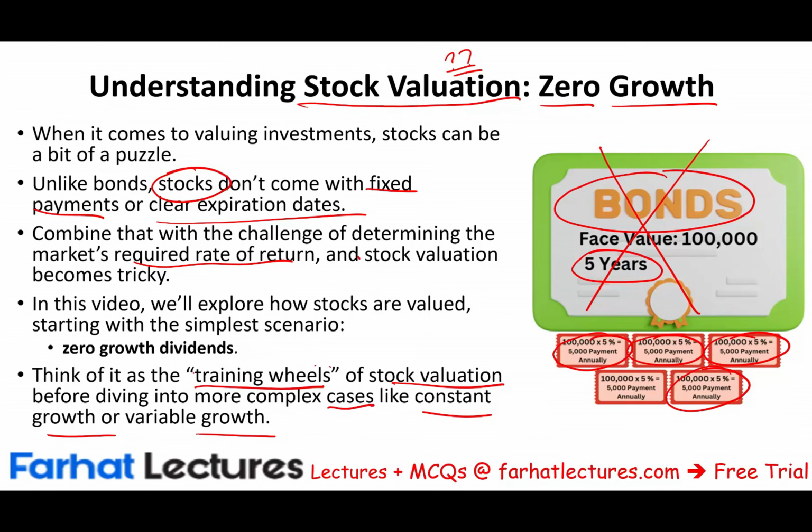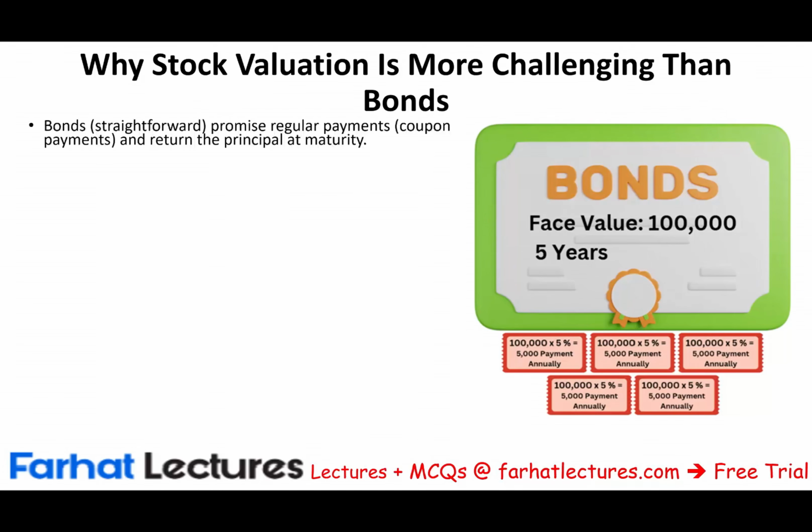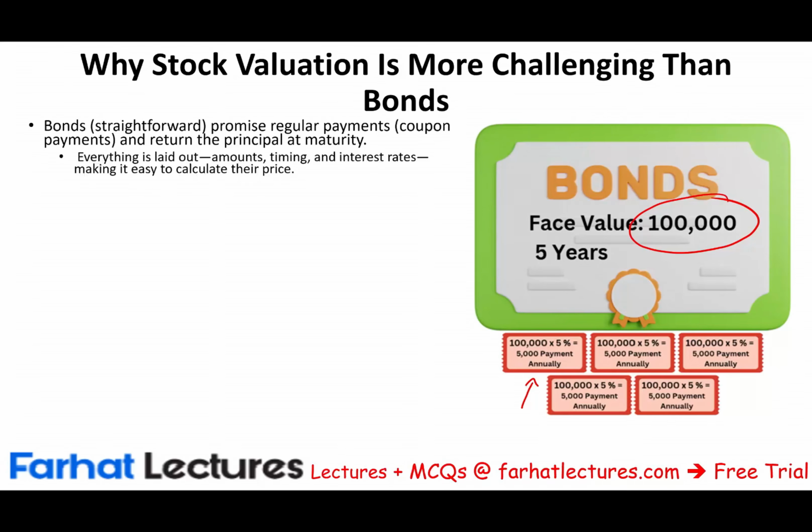Let's dive a little bit deeper into this. Let's review one more time why stock valuation is more challenging than bonds. Bonds are straightforward. They promise regular payment called coupon payment, and they promise to pay you the face value, for example, in this example, 100,000. So everything is laid out: the amount of money you're going to be getting, the timing, the interest rate. Given all this information, we can find the present value of the bond and find the price of the bond. Stocks don't follow the same script.